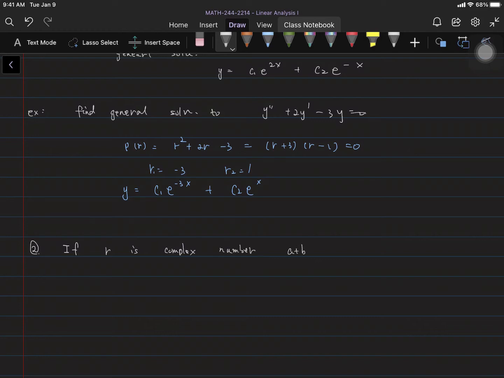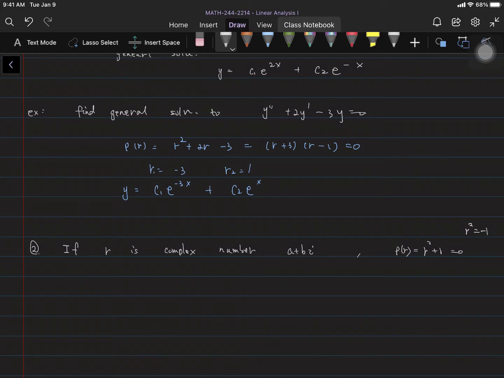Means a plus bi, this form, right? When we have a complex number, I can give you an example, like r squared plus 1 equals 0. For the real solution of this equation, it doesn't have a real solution, because when we solve, r squared equals -1, no real solution, but this one has a complex solution.